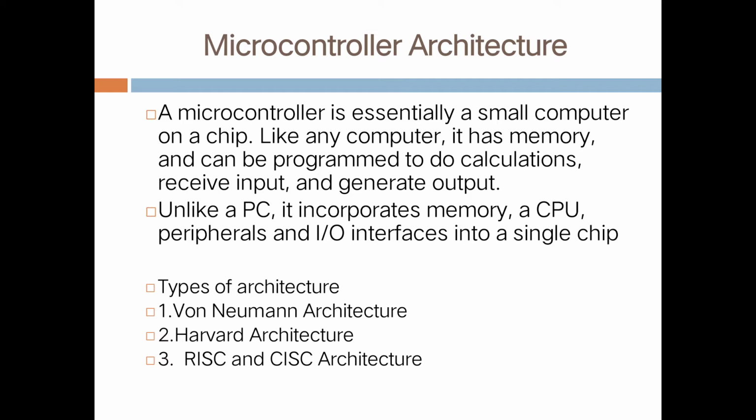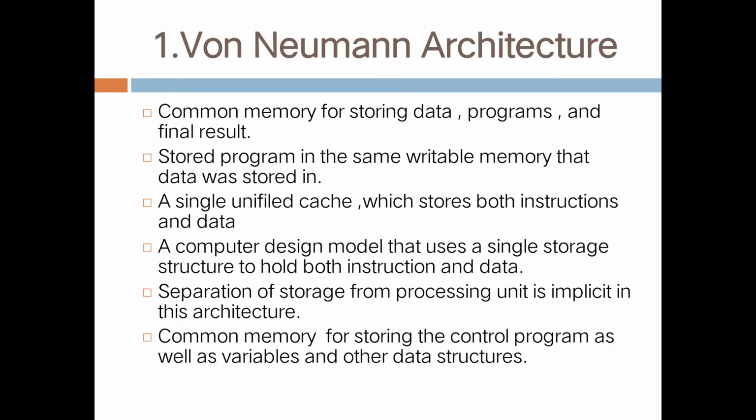First of all, microcontroller definition. So what is a microcontroller? A microcontroller is essentially a small computer on a chip. Like any computer, it has a memory and can be programmed to do calculation. It also receives input and generates output according to calculation. But unlike a PC, it incorporates memory, CPU, peripherals and input-output interface into a single chip. Next, different types of architecture: first, von Neumann architecture, Harvard architecture, and RISC and CISC architecture.